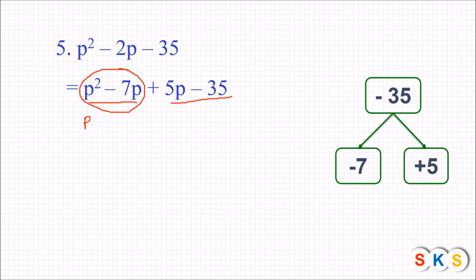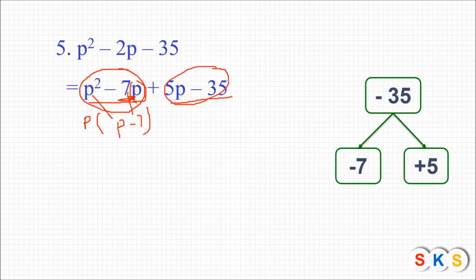If I take p as a common, what will be left here? One of the p will be left because p square means p into p. I have taken one of the p as a common, so one p will be left here. 7p means 7 into p, so I have taken p as a common. What will be left here? Minus 7, correct?